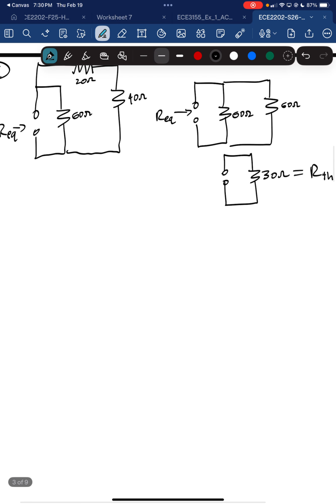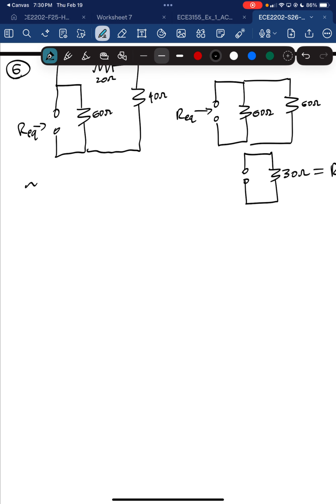And that's going to be 30 ohms. And so our new time constant is going to be L over R, where L stays the same, 6 henries, and our R is 30 ohms. So that's going to be 0.2 seconds.